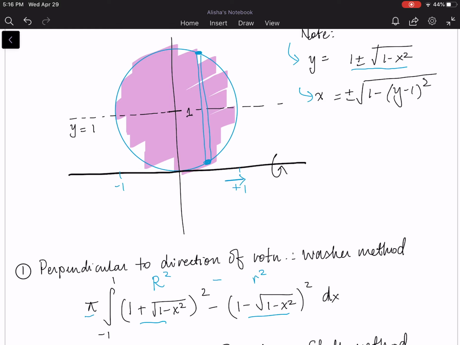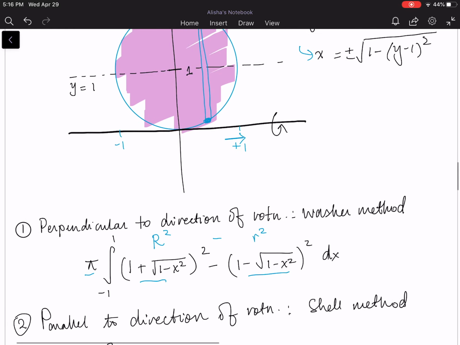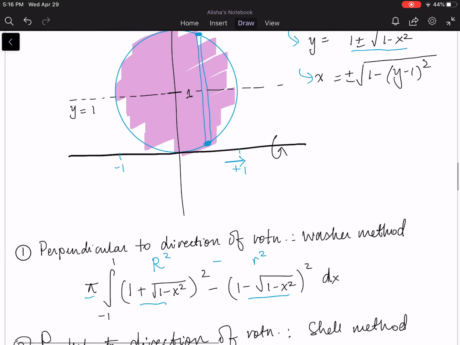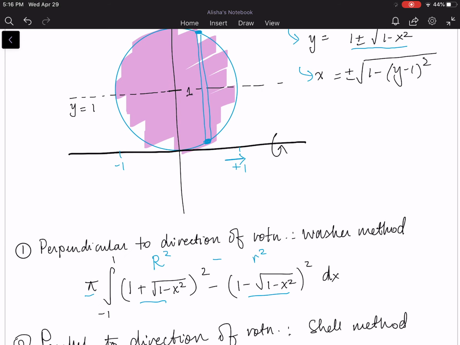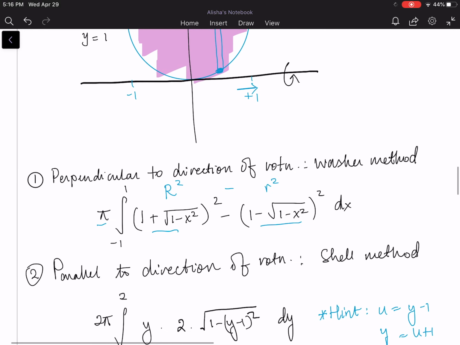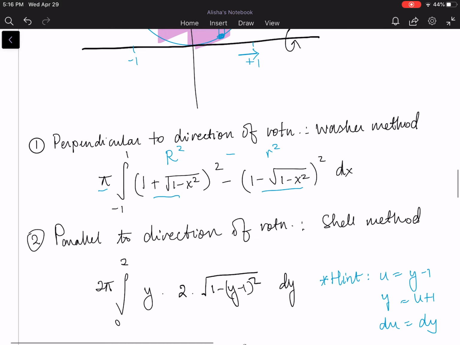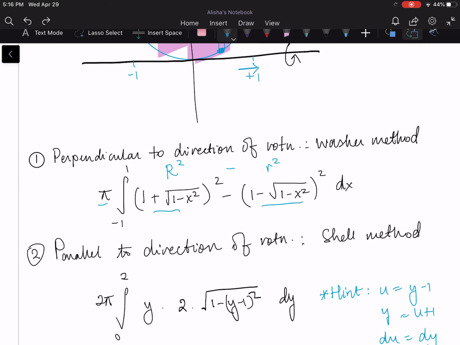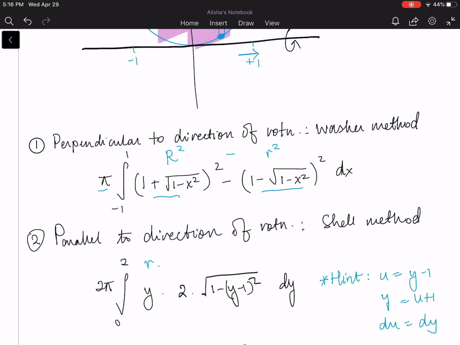All right, so what if we chopped it parallel to the direction of rotation? So let me use another color. If we chopped it in this direction, then we would be using the shell method, and when you set up that integral, we get 2 pi times the radius multiplied by the height.